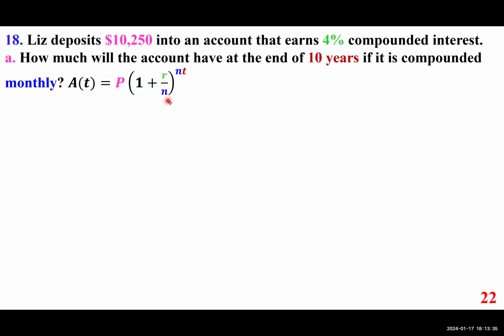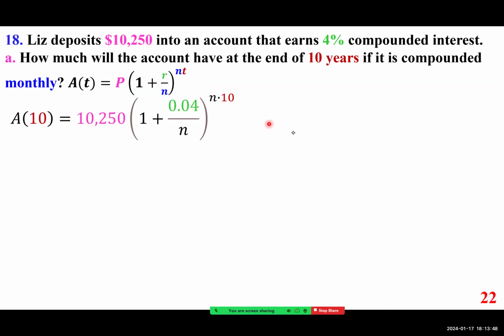Okay, so at this point, let's plug in everything that we have. For example, we know R is 4%, we know P is 10,250, and we know T is 10. So let's plug in and make that general. Now, more specifically, now we're going to look at monthly. So this is in general. So here's the principal, here's the rate, 4% is 0.04, and here's the T, which is 10. Now we're going to replace the N with, in the case of a monthly, N is 10. My apologies, 12. So let's replace the N with 12.